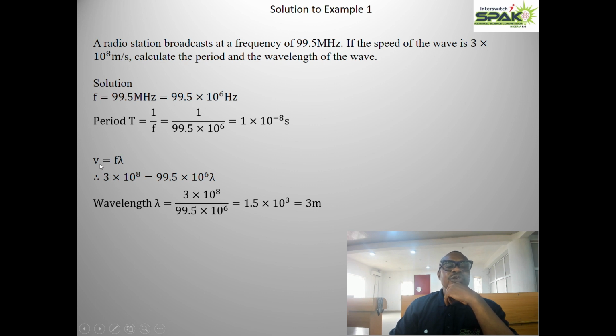So I now have to use V equals F lambda. So for my V, I key in the figure F, which is 99.5 times 10 raised to power 6. Then make lambda the subject of the formula by dividing both sides by 99.5 times 10 raised to power 6, and now I get my result as this.